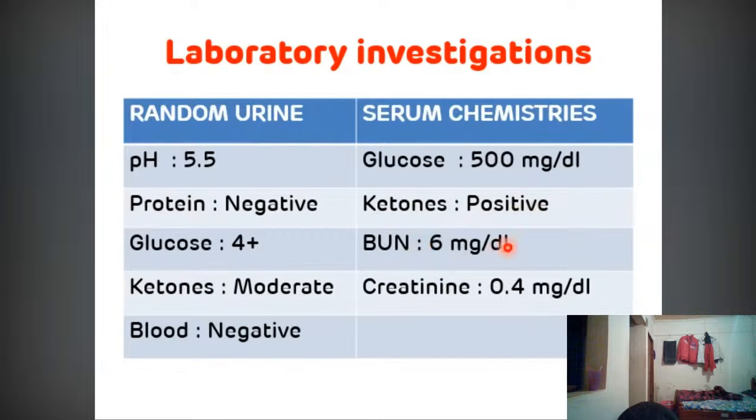Blood urea nitrogen is 6 milligram per deciliter and creatinine is 0.4 milligram per deciliter. From the investigation, we can say that pH is quite acidic. There is a presence of glucose as well as ketone in the urine. Glucose is quite high, 500 is very high. Then there is also presence of ketone bodies in the blood. Blood urea nitrogen and creatinine, we can say are normal. So let's see what the various questions are.